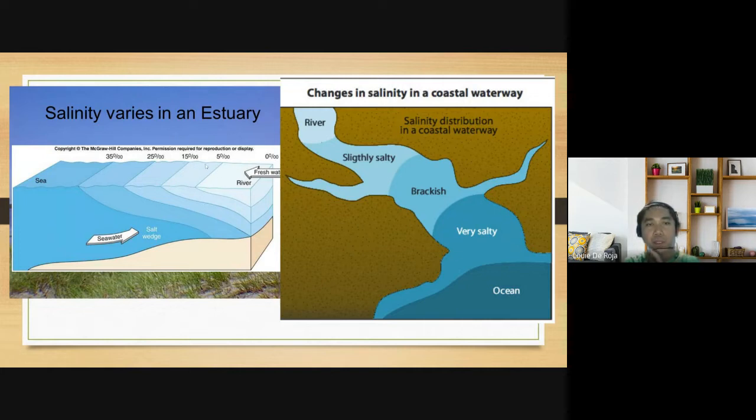Ito yung 5 ppt lang, magiging 15. Kumbaga, konting salt lang yung seawater yung na-mix doon sa fresh water. Hanggang dito, 35, hanggang pure salt water. Okay, this is the salinity distribution in a coastal waterway. Kumbaga, naghahalo yung fresh water dito sa river at saka dito sa ocean. Okay? May iba-ibang salinity or amount ng salt or seawater. Yung salt na sa seawater galing.